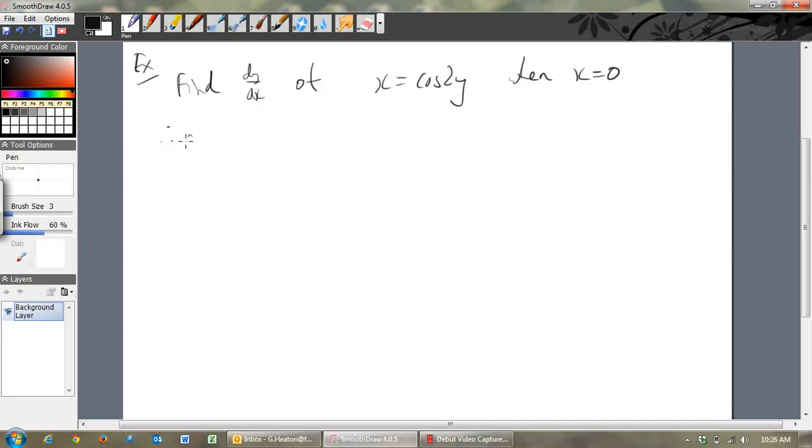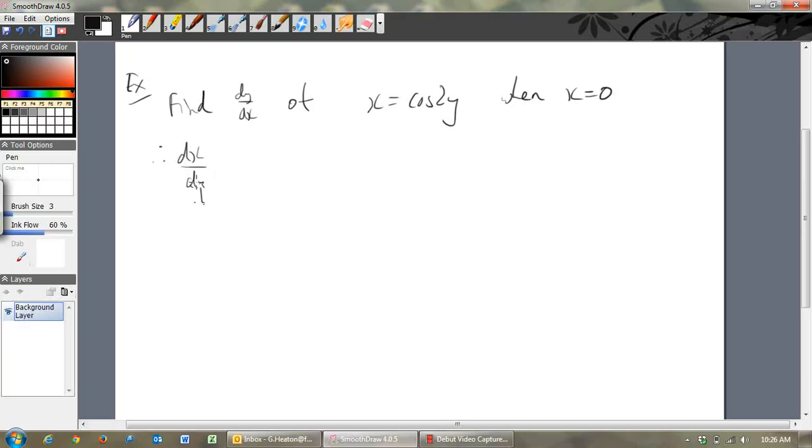Again, find dx by dy because we've got a function in the opposite way there. Sorry about that, I don't know what happened there. I accidentally hit the little buttons on my pen. Right, find the derivative of this. Now this is the chain rule again. You've got the function 2y inside of cos.